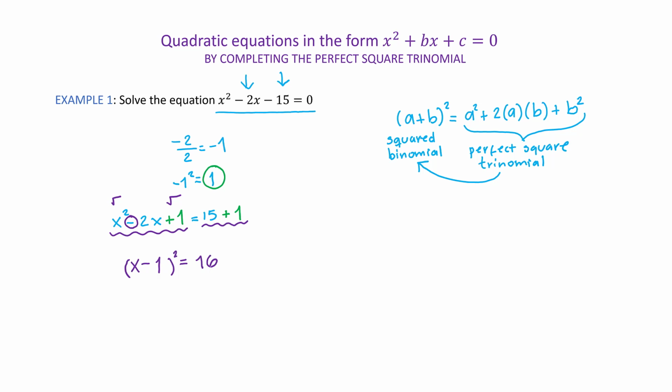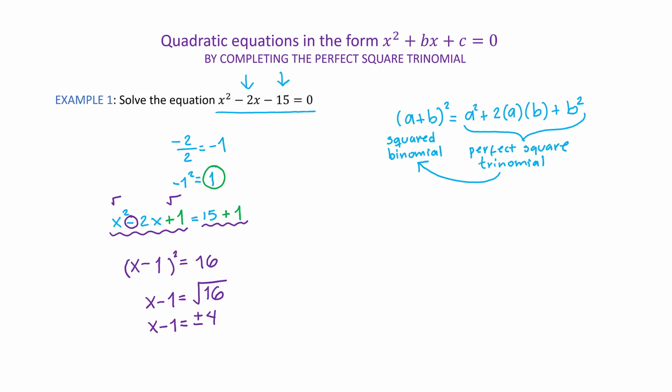I just factored my perfect square trinomial into a squared binomial. The reason to do this is that now that I have a squared binomial, I can easily find the value of x just by clearing. Remember that when we take the square root of a square, it cancels out. So I can clear by taking the square root of 16. x minus 1 equals the square root of 16. The square root of 16 is positive or negative 4.